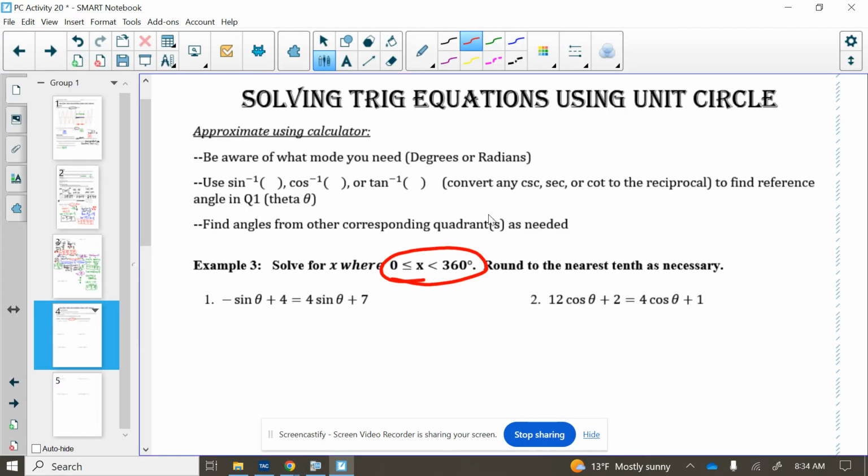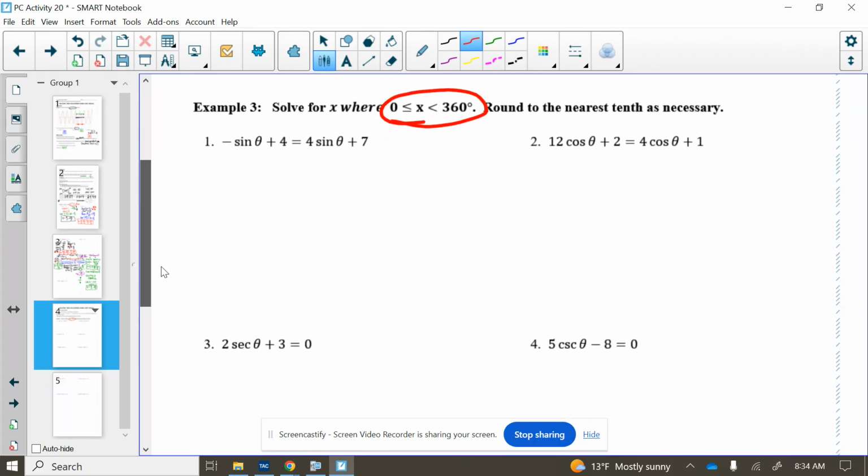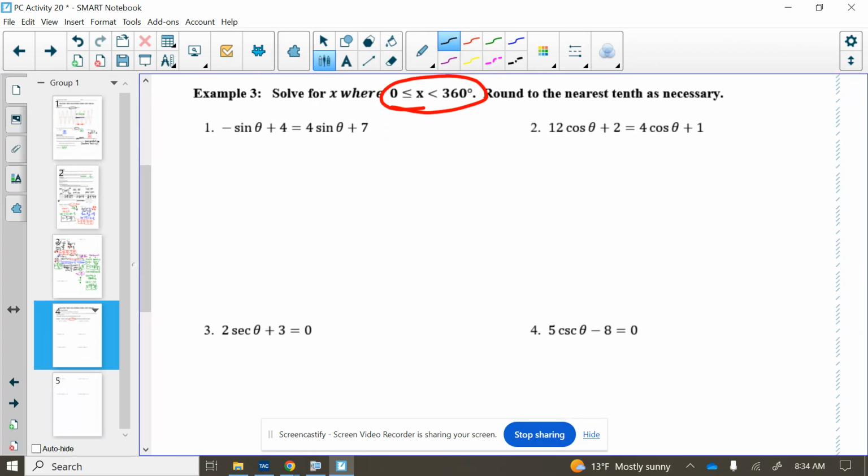And then you want to always think about where are your answers going to come from? Where are things positive? Where are things negative? We always want to start with that reference angle and find our corresponding buddies from there. So if we look at example number 1, as we start solving this trig equation similar to what we've been doing before, try to get everything to one side. So we can move over the sine as necessary.